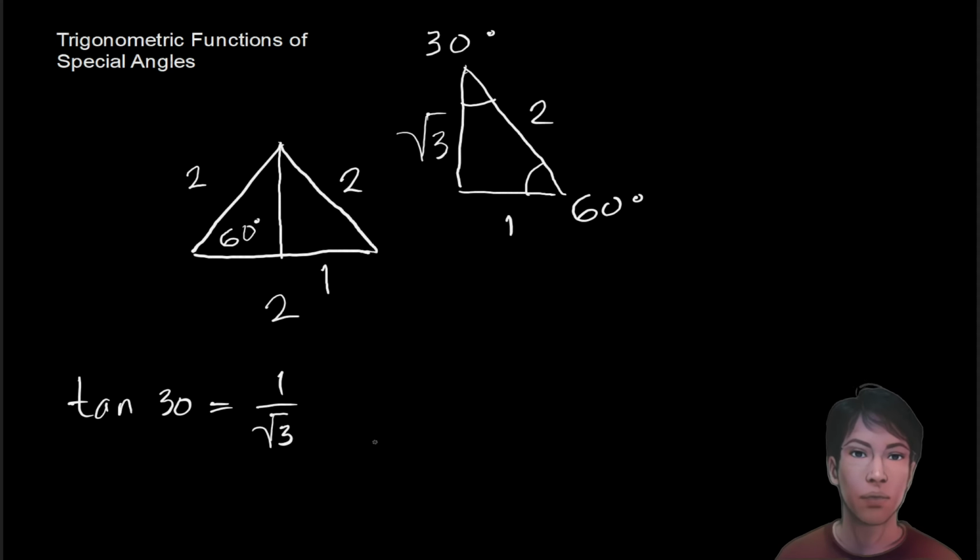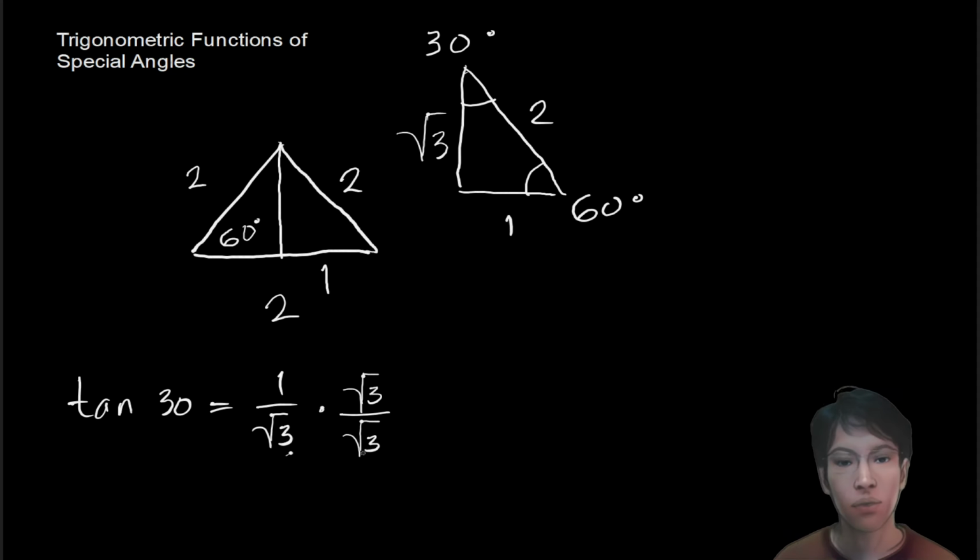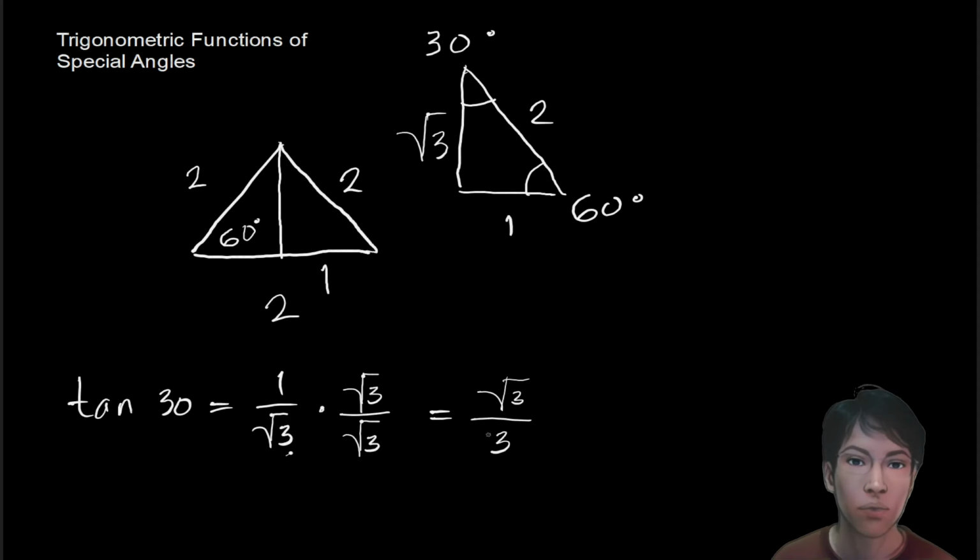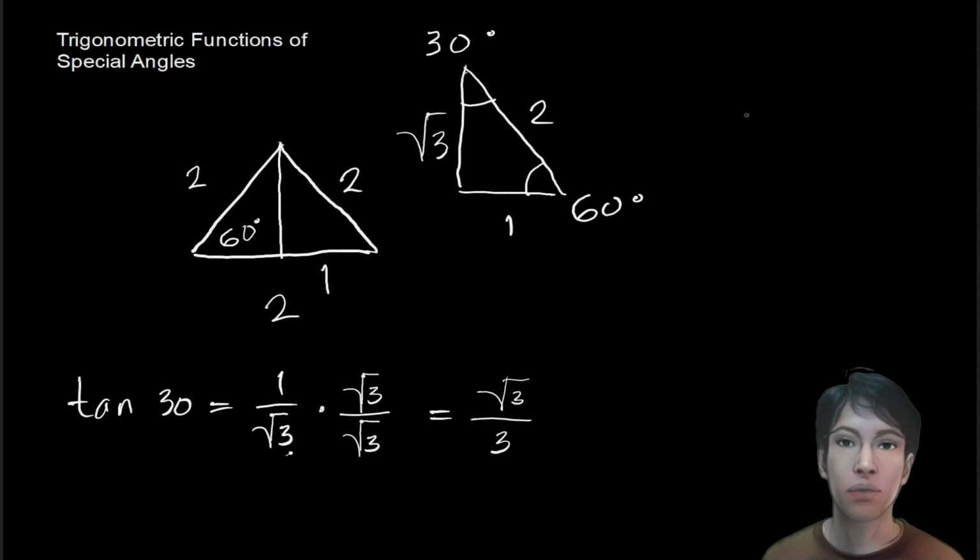square root of 3. However, we do not want a radical sign under the denominator. So what we'll do is multiply this by square root of 3 over square root of 3. Square root of 3 divided by square root of 3 is 1, so we're not changing anything. And this gives us square root of 3 over 3.